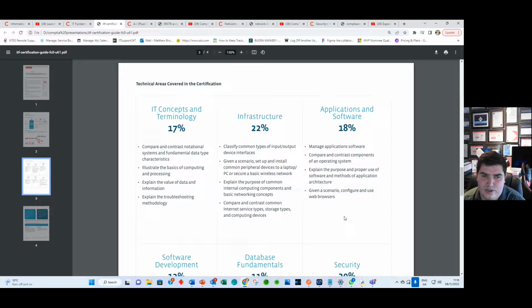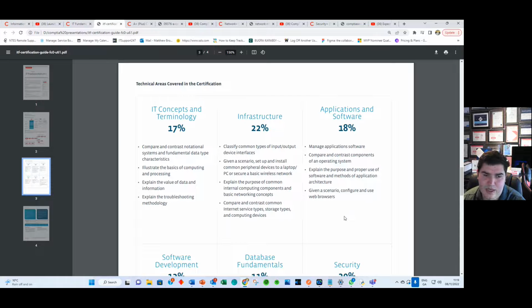Your infrastructure is worth 22%. What you do here is you're going to be looking at input and output devices such as your mouse, your keyboard, your screens, your printers. You're probably going to be given a scenario of set up and install peripheral devices to a laptop, or maybe secure your wireless network.